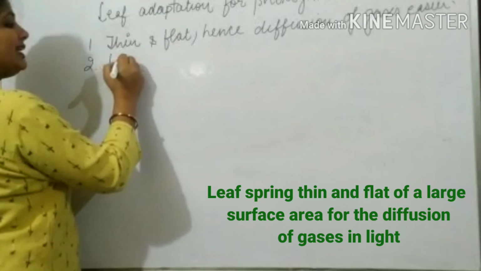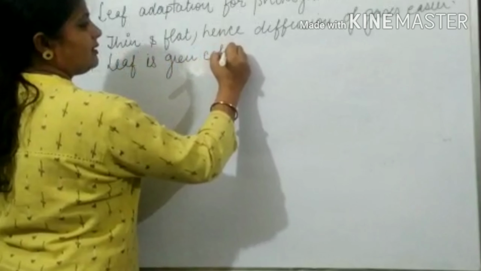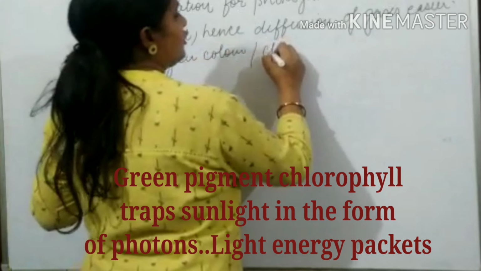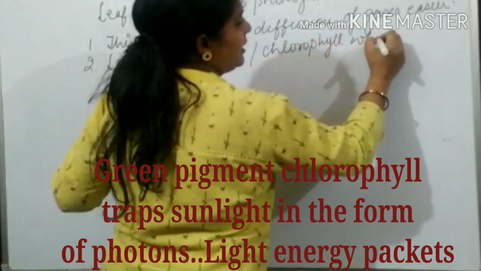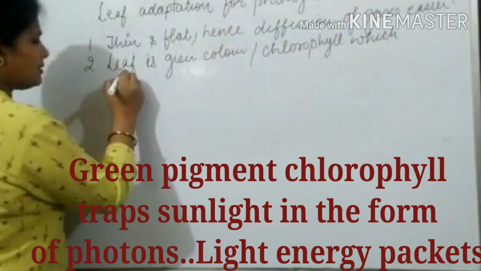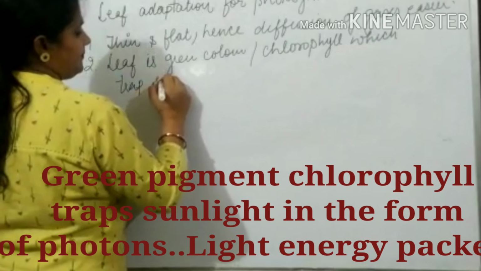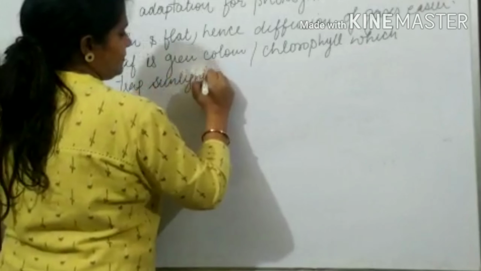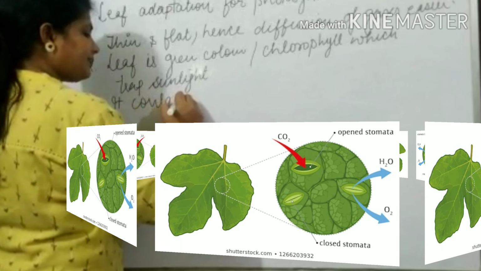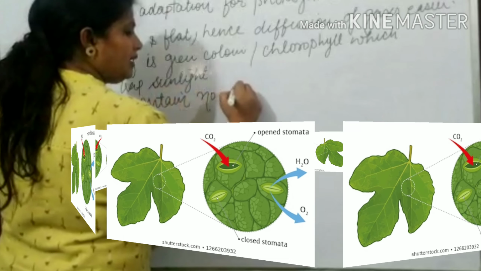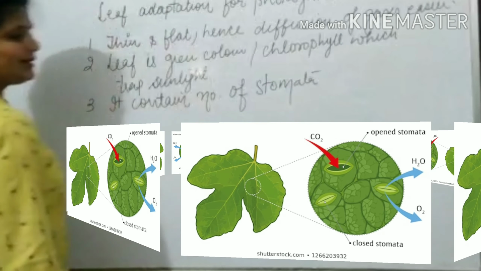Number 2, the leaf is green in color, or it contains chlorophyll, which traps sunlight. Chlorophyll has the property to trap sunlight. Number 3, it contains a number of stomata. More number of stomata, more exchange of gases.